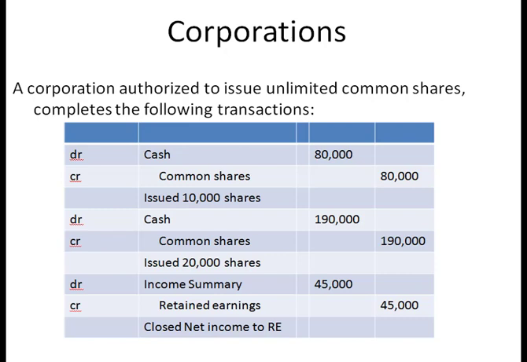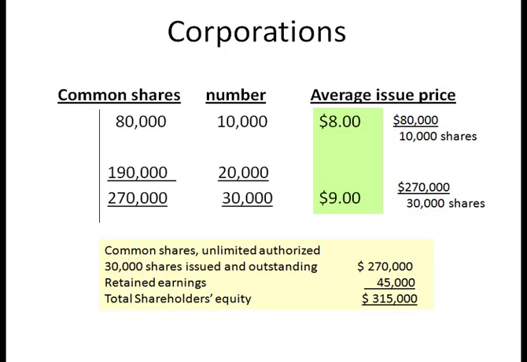We'll assume our first year of operations was profitable, earning a net income of $45,000, and here we have the entry to close that to our retained earnings account. So that's our opening share position. Looking at our general ledger account for common shares, we see the two entries, the first one a credit of $80,000, the second a credit of $190,000, our total common share balance $270,000.